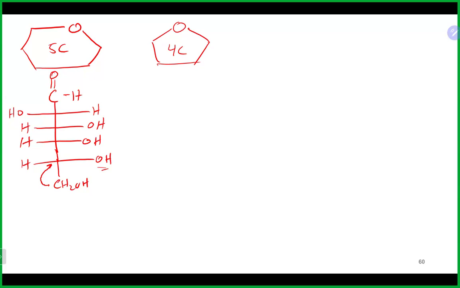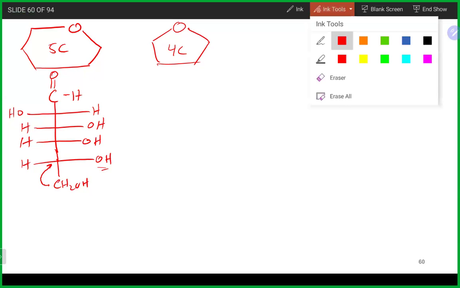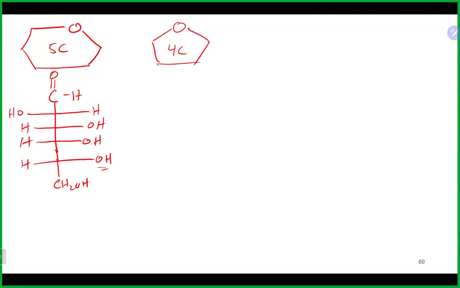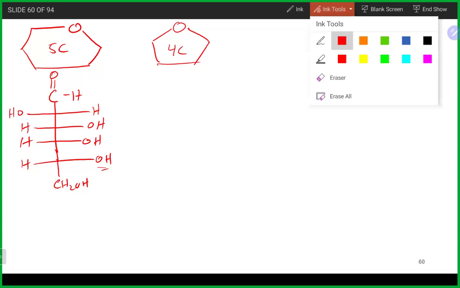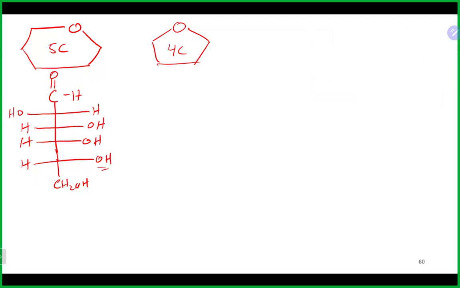So when we want to draw this guy into a ring structure, we want to number our carbons so we can keep track of everything. Just like in organic chemistry, both the aldehyde group and the ketone group get the priority in terms of the lowest numbering. So this guy would be carbon 1, carbon 2, carbon 3, carbon 4, carbon 5, and carbon 6.